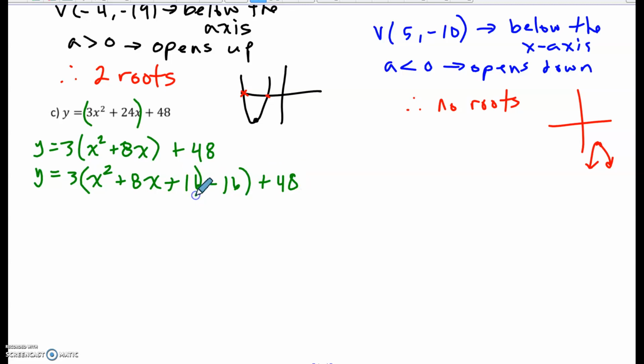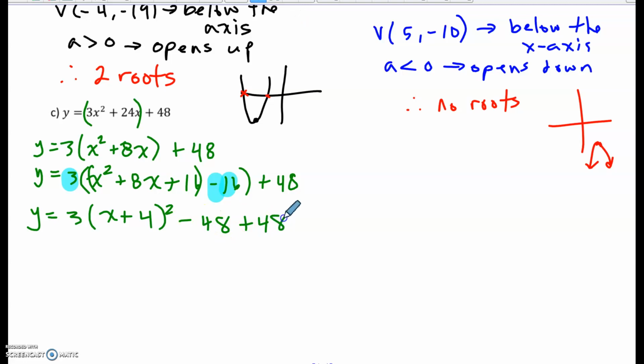I'm going to put in my extra set of brackets to identify the trinomial that I'm going to factor, my PST. So that is (x plus 4) squared. And then I need to take out that -16, and I do that by multiplying it by the 3. So 3 times -16 is going to be -48 plus 48, which we know would go to 0. So my vertex form is 3 times (x plus 4) squared. So my vertex, we can see it would be (-4, 0).